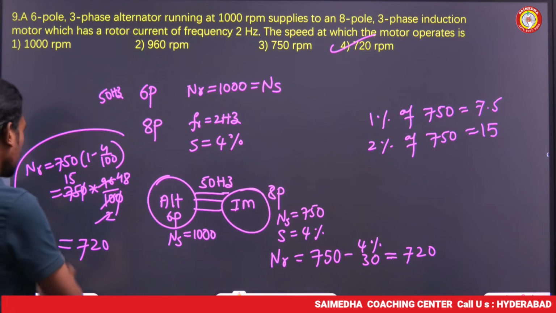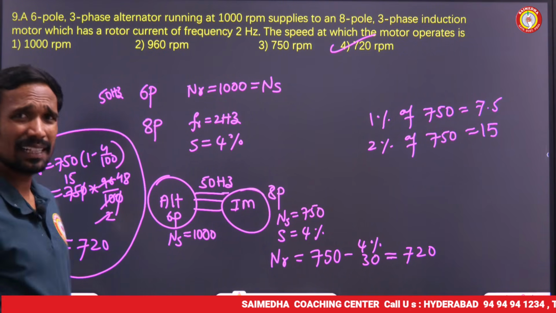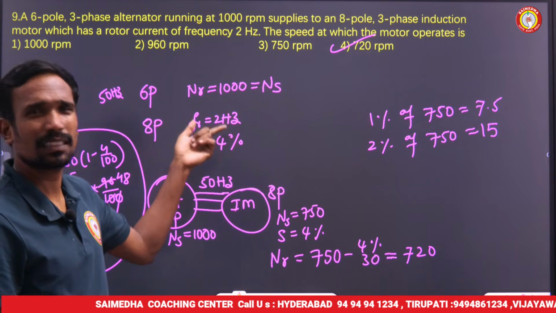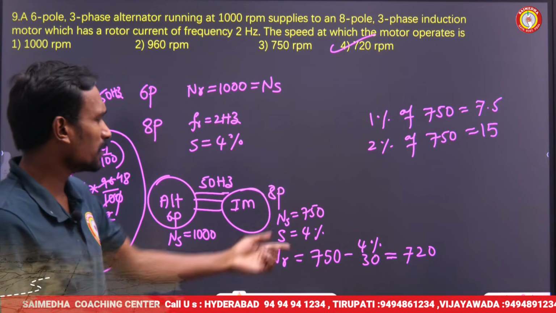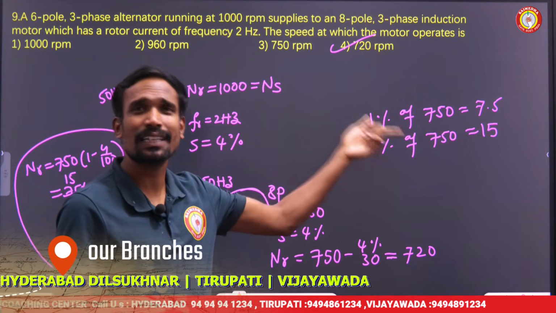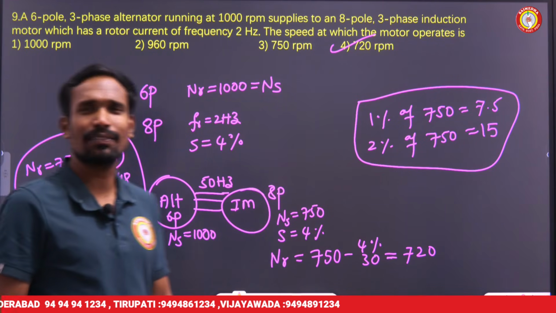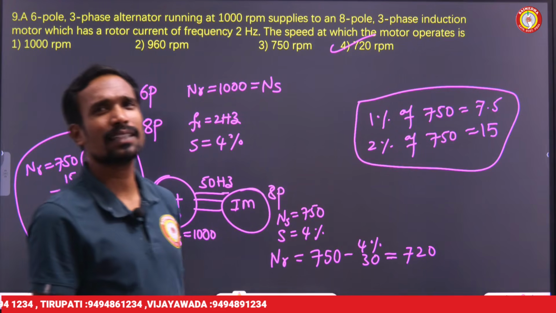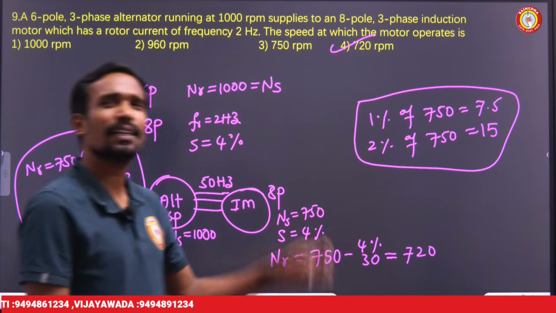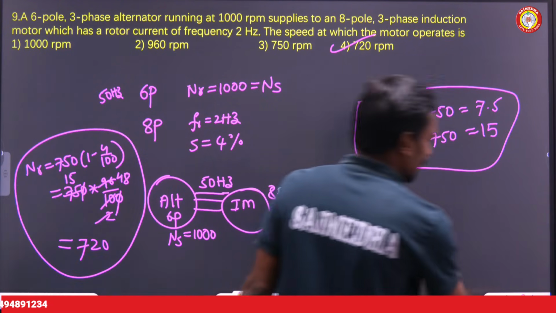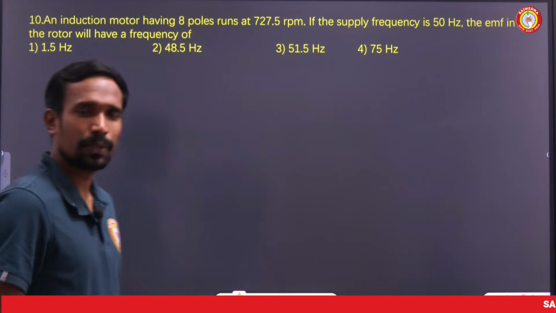Is it needed? Directly you have to give the answer. Yes, the frequency 2 Hz is nothing but a slip of 4%. What is 4%? Already you have an idea. We have already given a table for this. For any slip values, you can have an idea. Directly we can give the answer. For 4%, 30 RPM slipped out of 750. That's it. Next question. Getting my points?